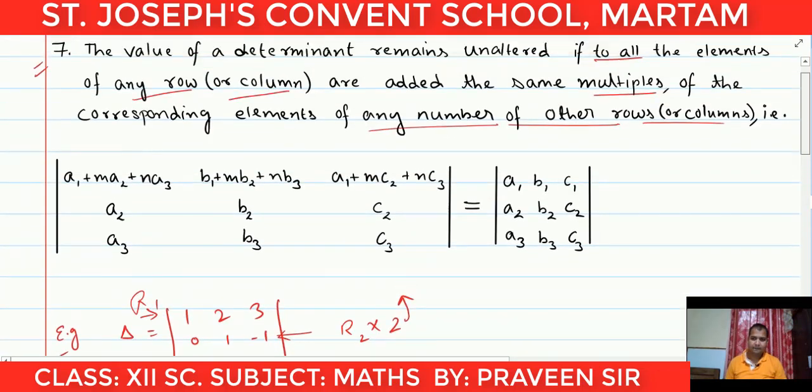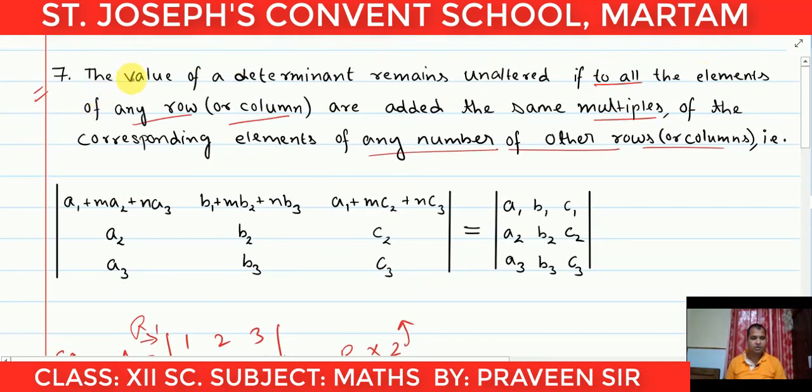Yes, so you can read now. The value of a determinant remains unaltered if to all the elements of any row are added the same multiples of the corresponding elements of any number of other rows. So it does not change the value. So this is all about property 7.